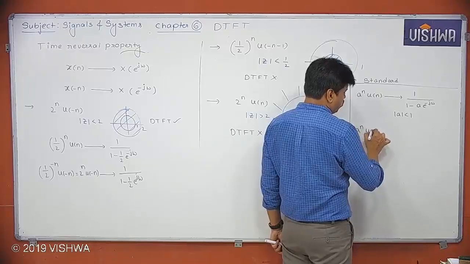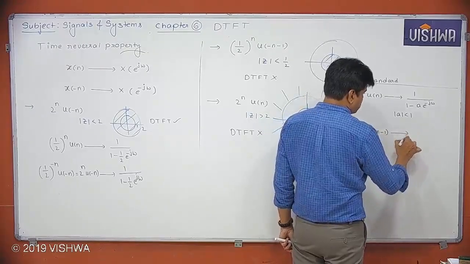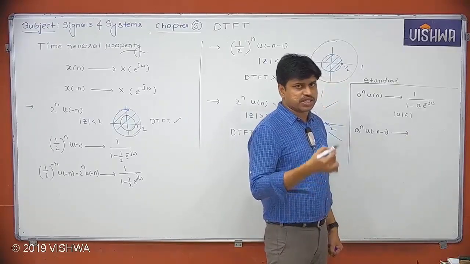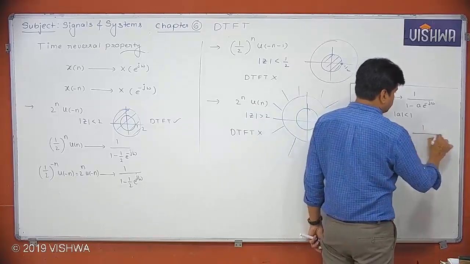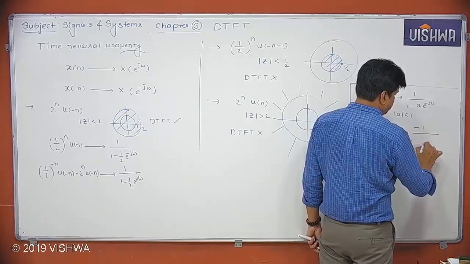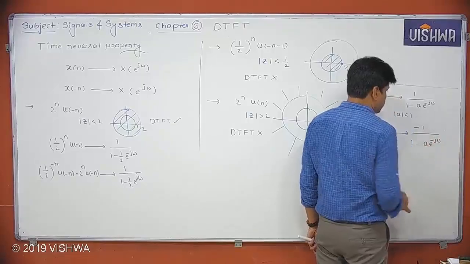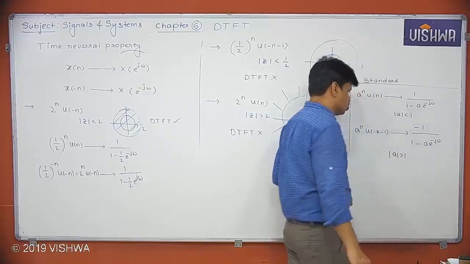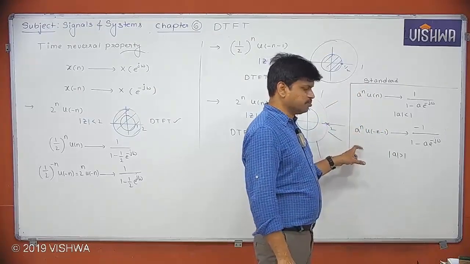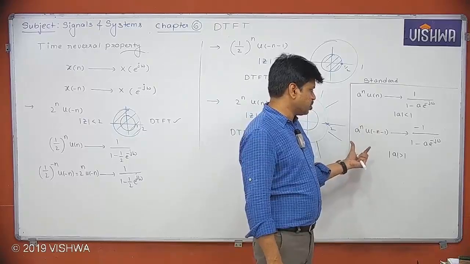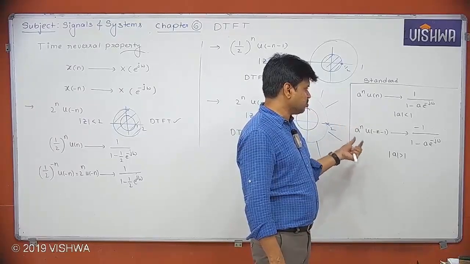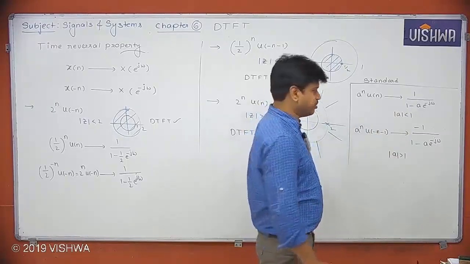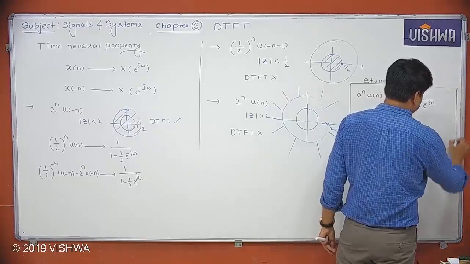A power n u of minus n minus 1. For this one, what is the Z-transform actually? Minus 1 by 1 minus a z inverse. If z is replaced with e power j omega, then it will become minus 1 by 1 minus a e power minus j omega. But what condition does it have to satisfy? Mod a greater than 1 because it has to be a growing exponential. So be careful while remembering them. I am deriving them from the Z-transform only, but from the Z-transform they must be bounded signals. So for them to be bounded signals, these are the conditions that have to be satisfied. Take it.